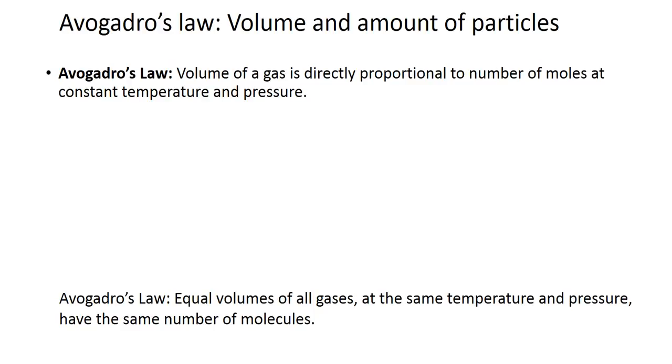The last law that we are going to deal with in this video is the law that relates volume and amount of particles. We call it Avogadro's law. Avogadro's law states that the volume of a gas is directly proportional to the number of moles at constant temperature and pressure. So what you should take note of is that when making a law, we need to make some of the variables constant. In this case, the pressure is constant and the temperature is constant. Mathematically, volume is proportional to number of moles, or V is equal to a constant times number of moles, or V1 over N1 is equal to V2 over N2. So this is the statement of Avogadro's law.